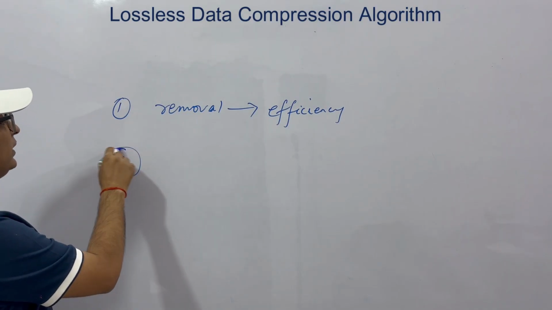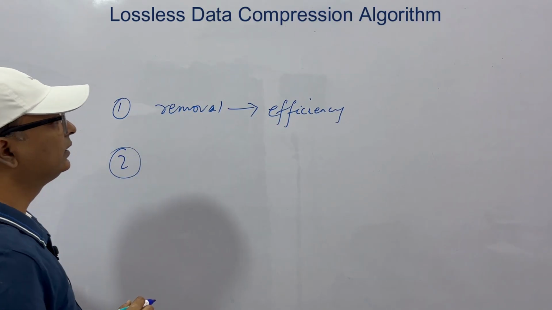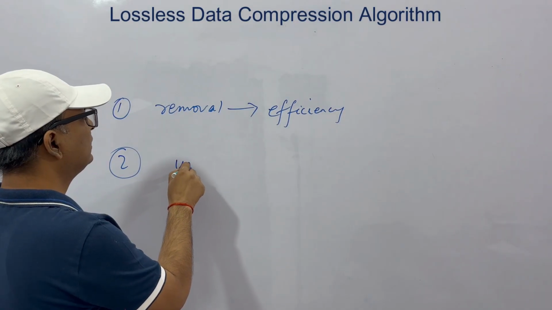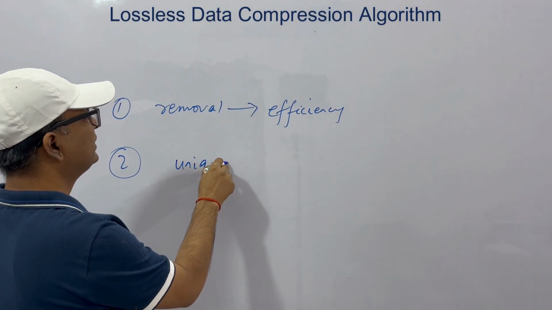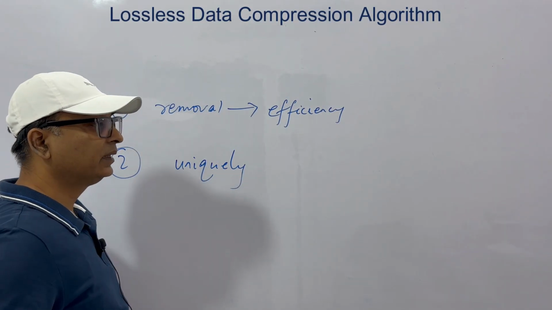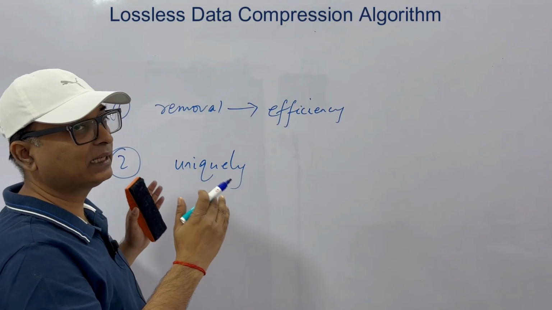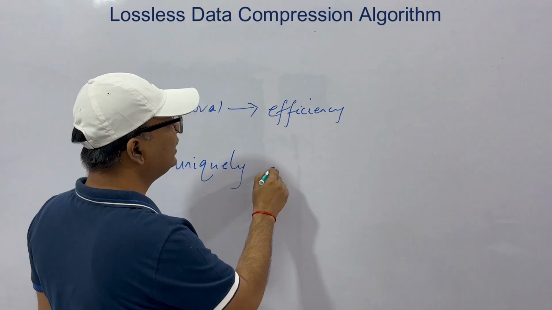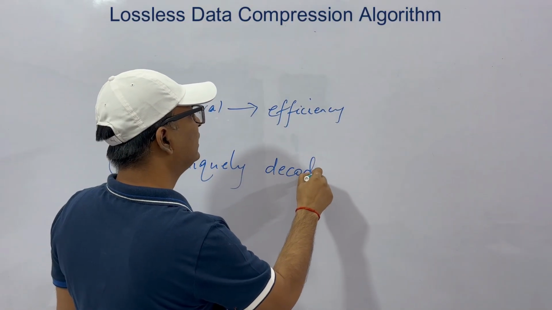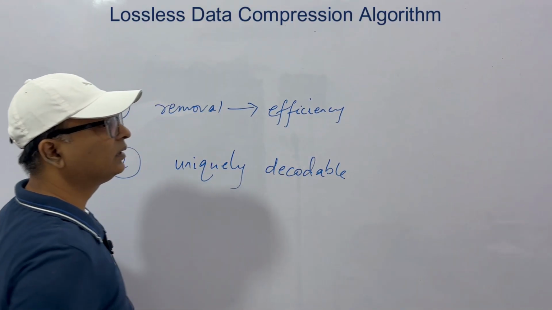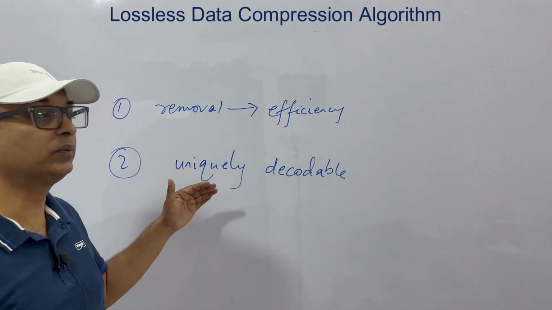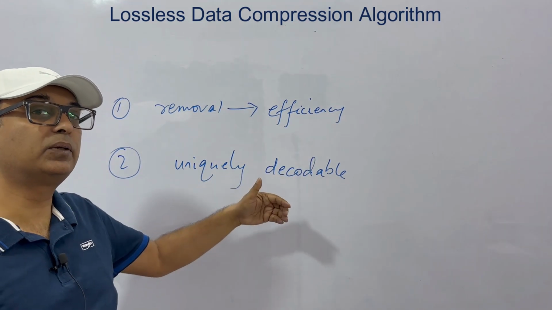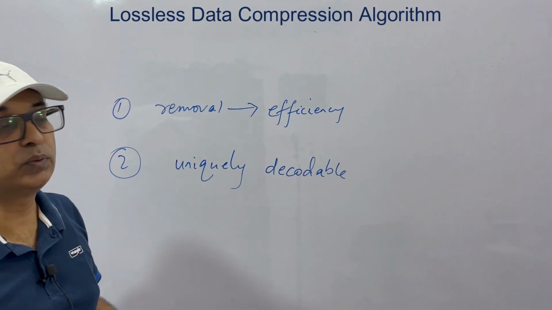The second important thing is that the sequence of bits we generate after this algorithm should be uniquely decodable. That is, if you encode a sequence of symbols in such a way that you are not able to decode it properly at the receiver end, then it is of no use.